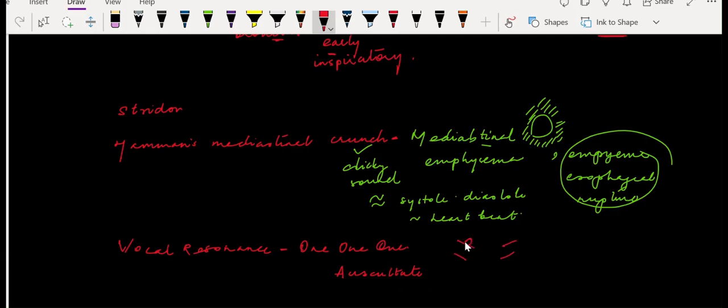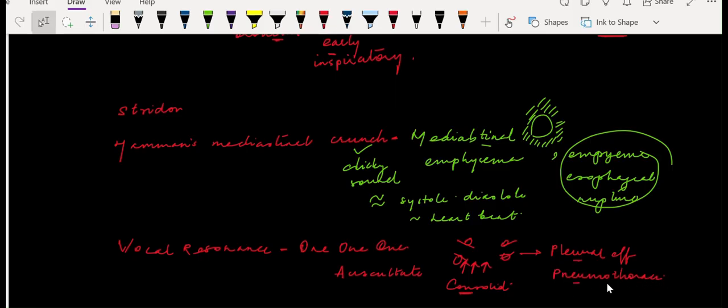So if any side is more loudly heard, it means again it is consolidated, not a pleural effusion. And if the sound is decreased, it is either because of pleural effusion or because of pneumothorax. Because whenever there is a change of medium, the vibrations get altered and so does the sound. Vocal resonance, there are three different types, and that is what I want you to know. So three different types of vocal resonance.